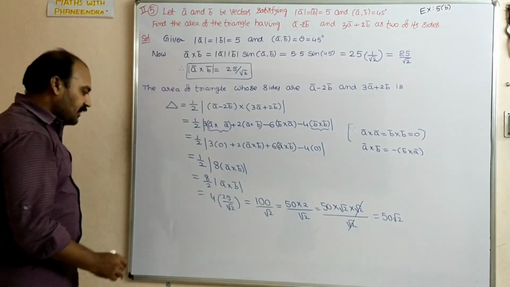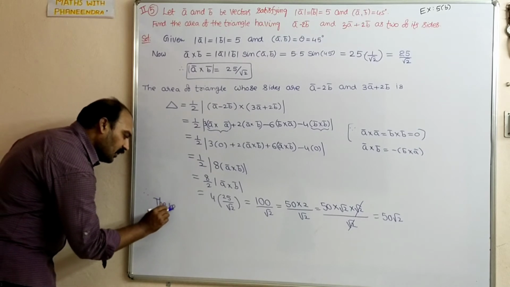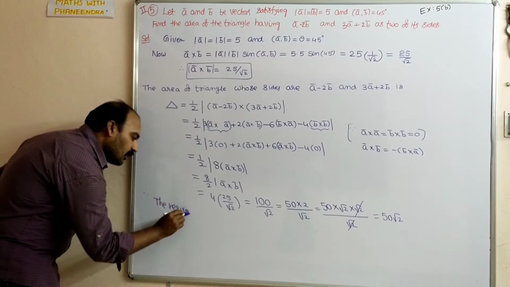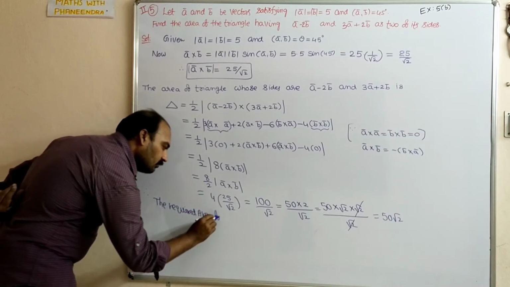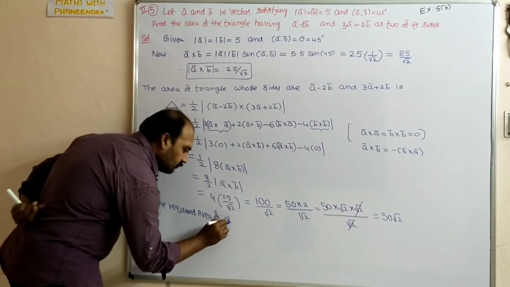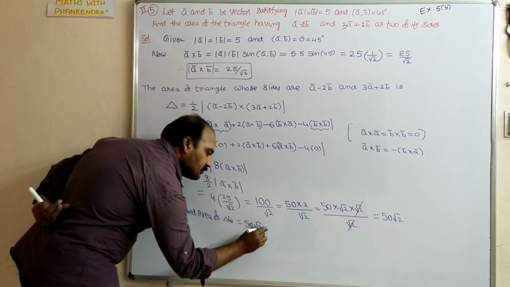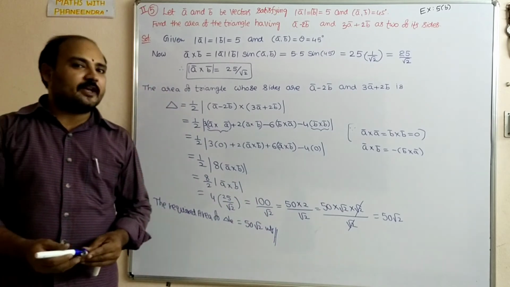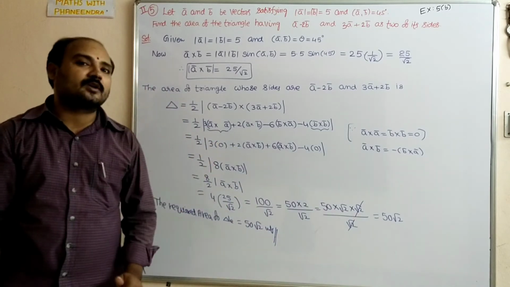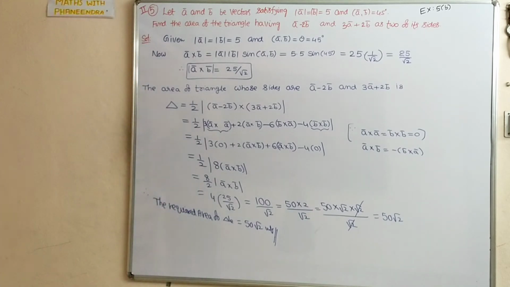Therefore, the required area of triangle equals 50 root 2 units. We will move to the next question. This is an important question for 4 marks. Sometimes they ask it for 7 marks itself.